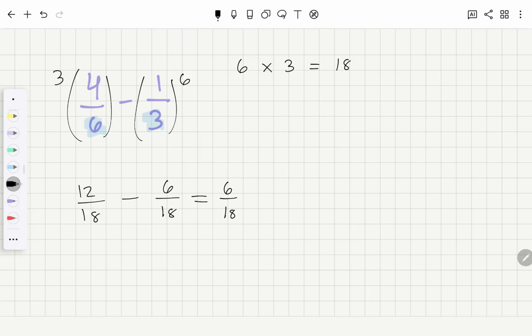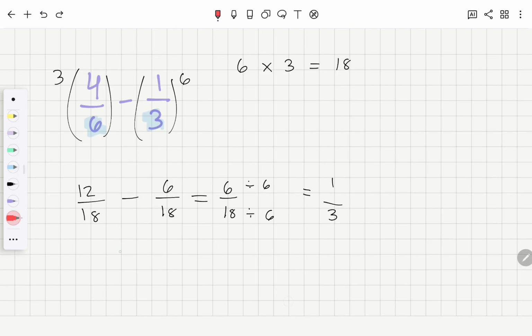Now, I know that I can simplify this further. I can actually divide these both by 6 to give me 6 divided by 6 equals 1, and 18 divided by 6 is 3. So my answer is 1 over 3. And I'm going to rewrite this in red. 4 over 6 minus 1 over 3 equals 1 over 3. And that is how you solve this one.